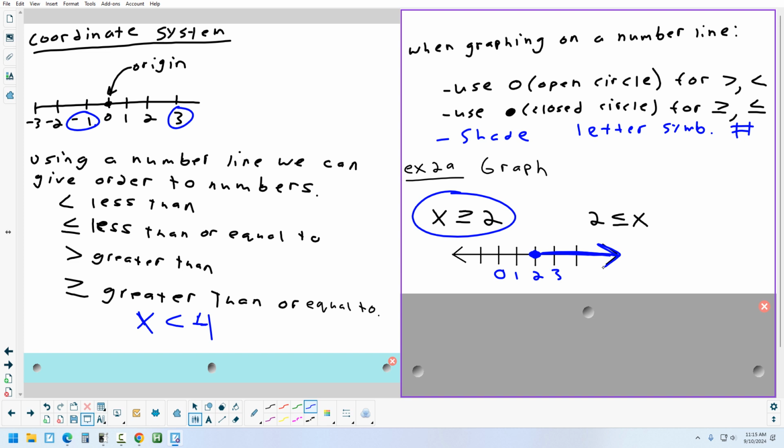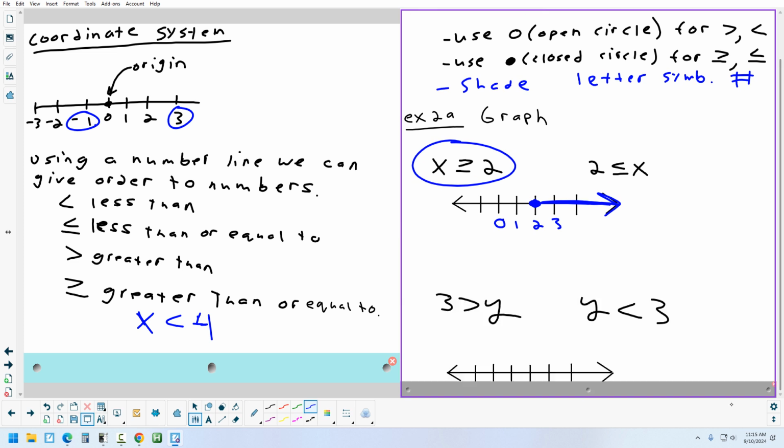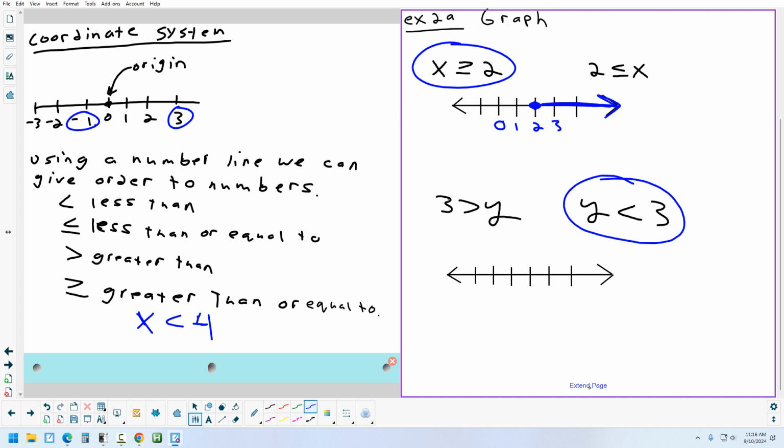Any questions on that? Let's try another one. All right, same question I had last time. How does the inequality on the left compare to the one on the right? Same thing again. Yeah, it's the same thing. I'm just showing you two different ways of writing it. This is the one that we would prefer, though: variable on the left, number on the right. All right, let's make our number line. 0, 1, 2, 3.